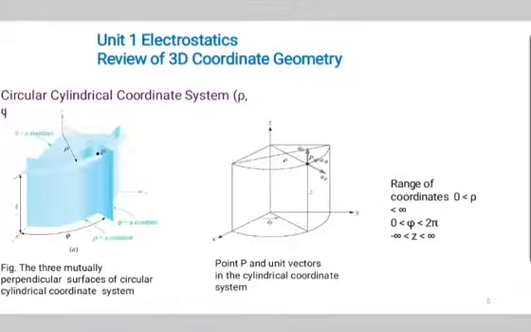Then the next is the circular cylindrical coordinate system. The circular cylindrical system is the three-dimensional extension of the polar coordinates.